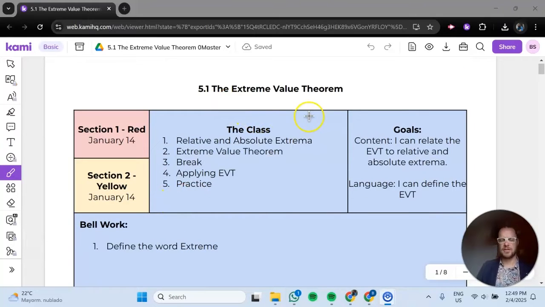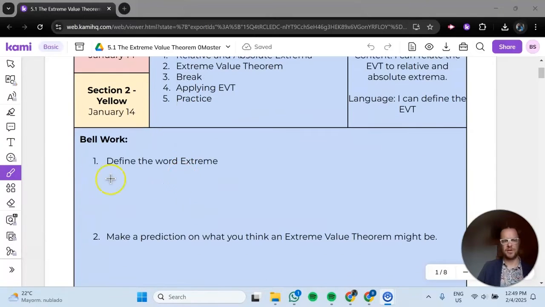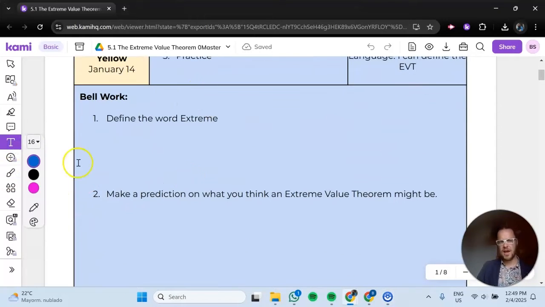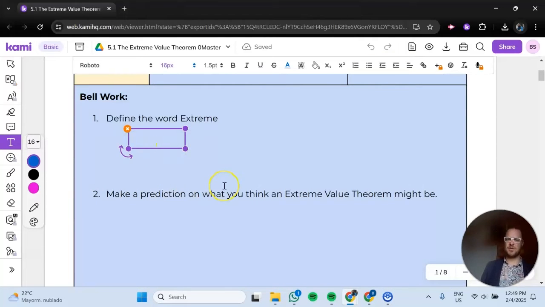All right, guys, so we're going to look at the extreme value theorem to begin off Unit 5 here. And as always, we'll start with the bell work, so give it a pause if you haven't tried it, and then check back. So this is obviously one that's got a lot of different possibilities here.